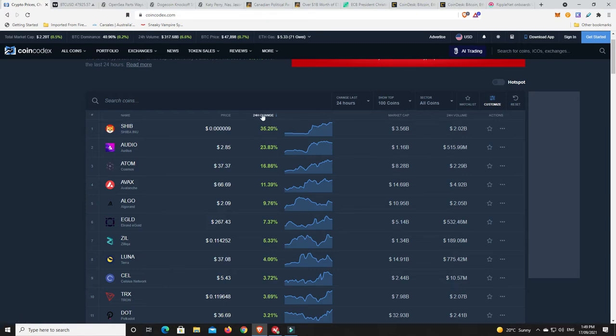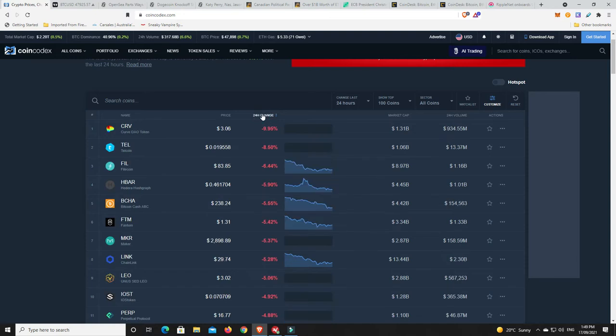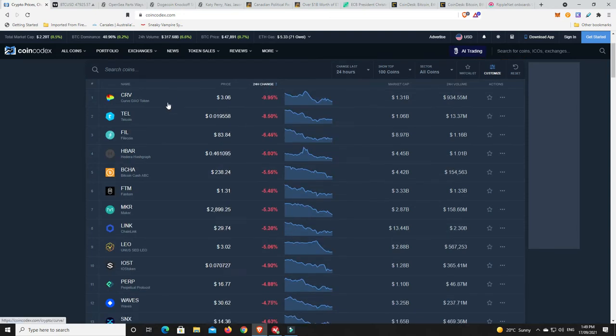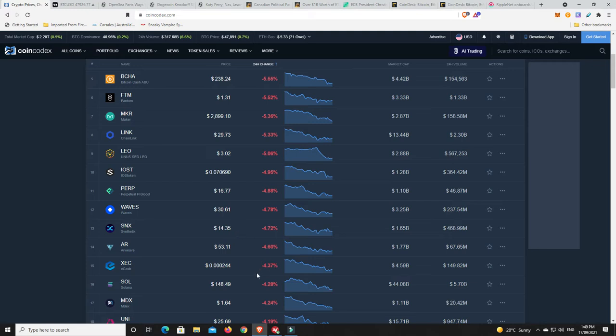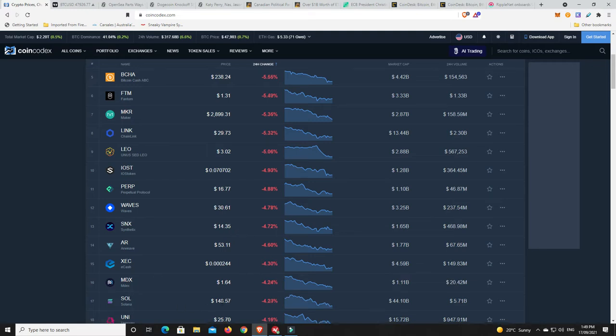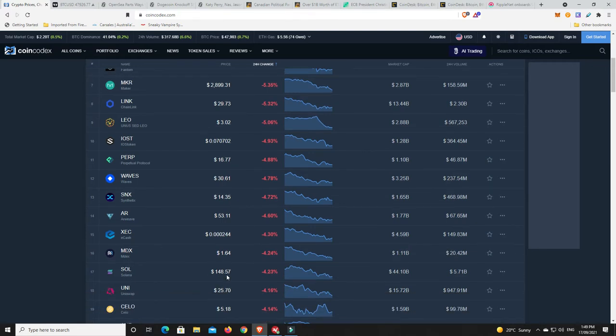What about losses then? What's not performing so well? All right, Curve token down a little bit. Telcoin, Filecoin, Hedera, Bitcoin Cash, Phantom, Maker. Look, single digit losses, only a couple of high single digit losses, and all the rest are low single digit losses, so nothing too crazy. And again, a lot of these coins have been pumping. We looked at that the other day. They've been doing quite well for the last month or so. And there you can see, of course, they're pulling back a little bit. And even Solana continues to go down, so $148.